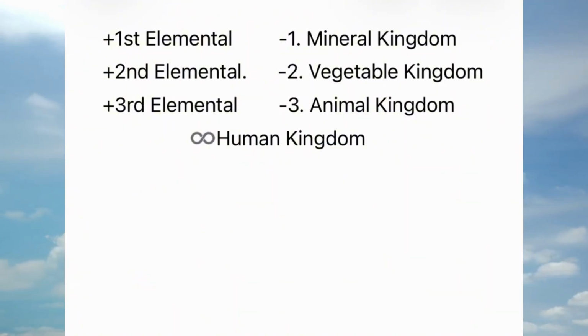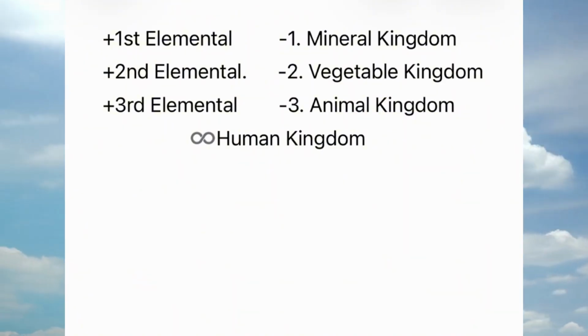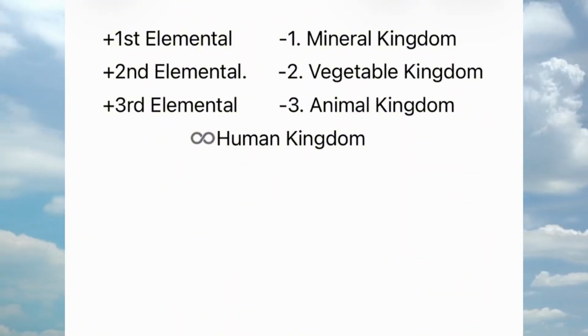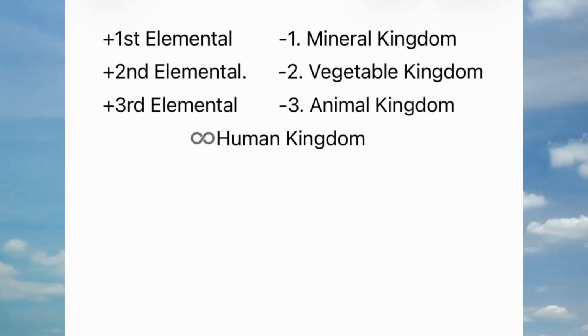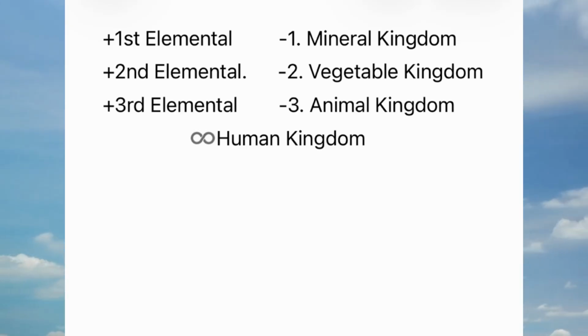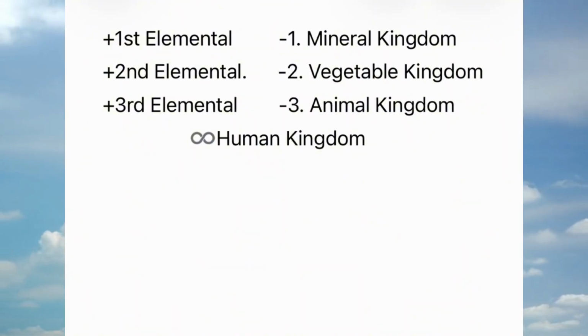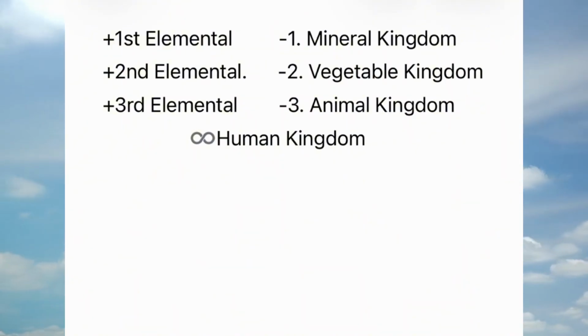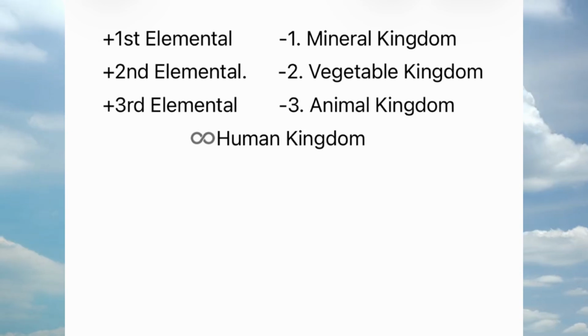The same applies to the 7 kingdoms of nature as well as the 7 planes of existence. Of the 7 kingdoms, the mineral kingdom would be the negative polarity of the first positive elemental. The vegetable kingdom would be the negative polarity of the second positive elemental. The animal kingdom would be the negative polarity of the 3rd positive elemental. And finally, the human kingdom would be the balance and equilibrium of them all, or intermediary between them.